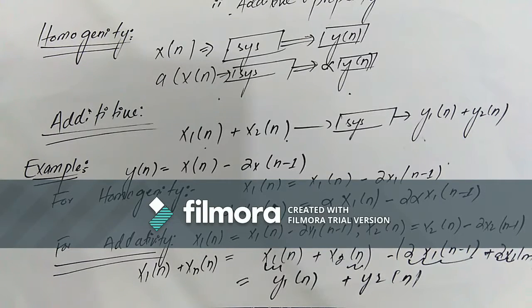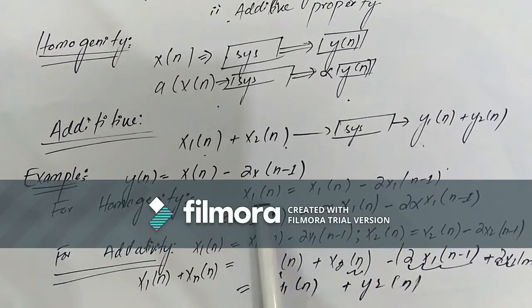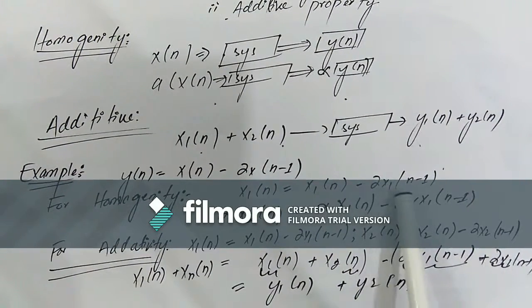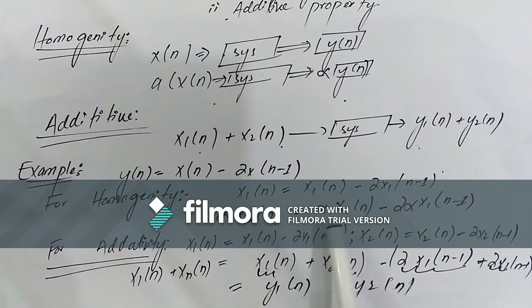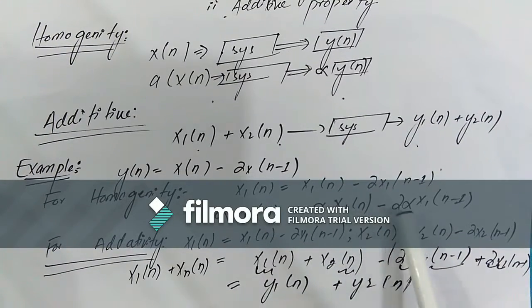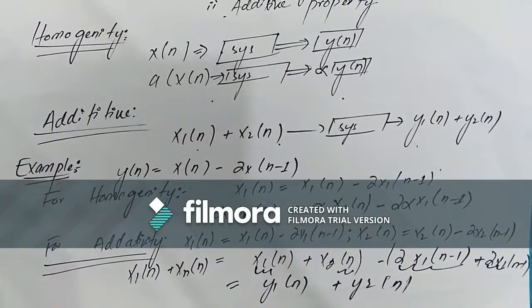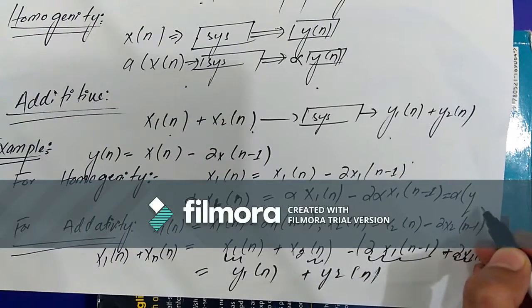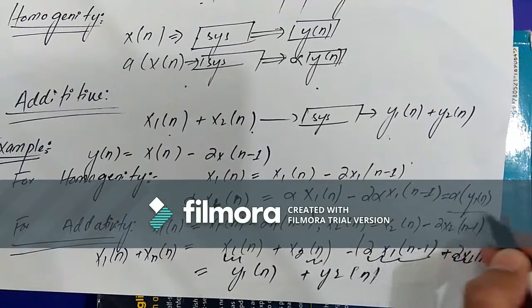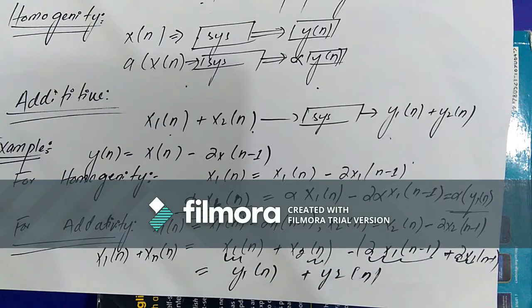To know whether a system is linear or non-linear, it should satisfy two properties: homogeneity and additivity. If we look at homogeneity, let us define y1 of n as x1 of n minus 2x1 of n minus 1. Now, if I multiply it by alpha, it becomes alpha x1 of n minus 2 alpha x1 of n minus 1. It can be clearly seen that if I take alpha out of this function, it becomes alpha y1 of n. It means that the system is homogeneous. The same constant that was entered at the input has been returned at the output.